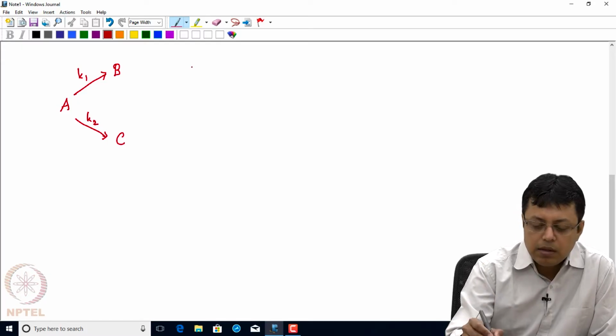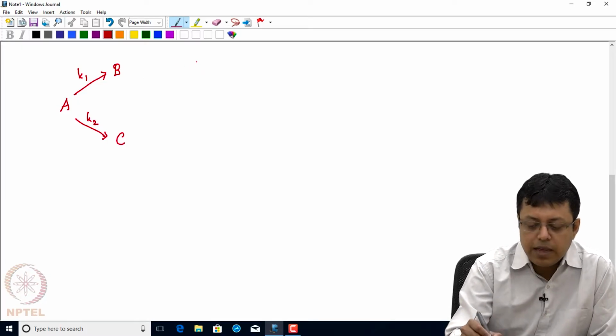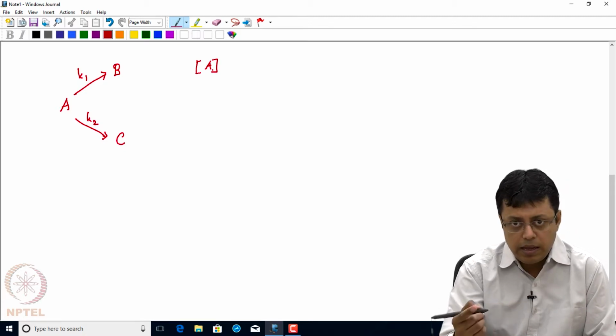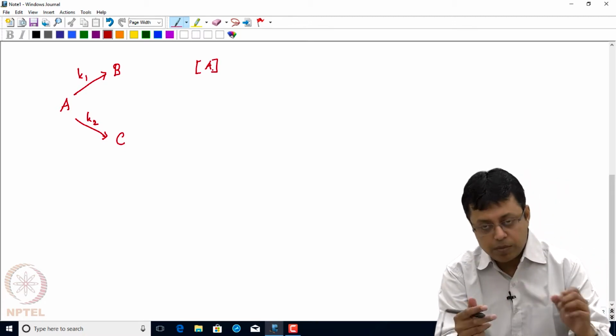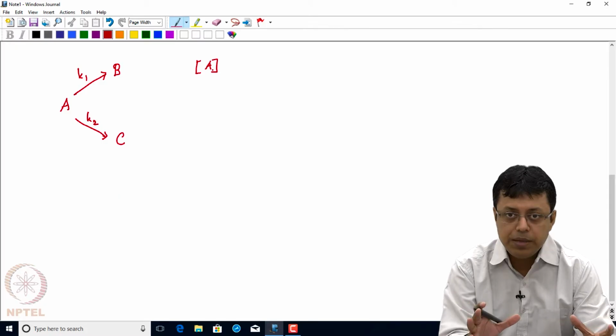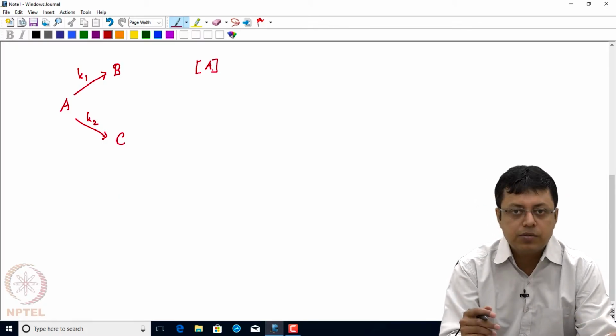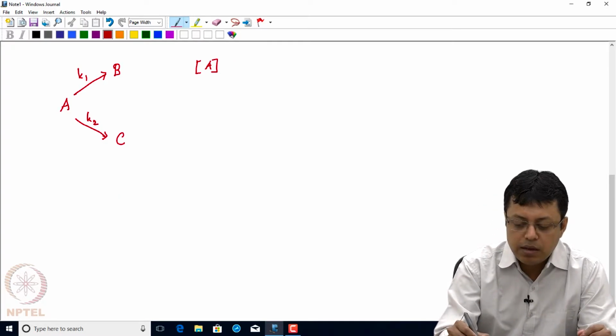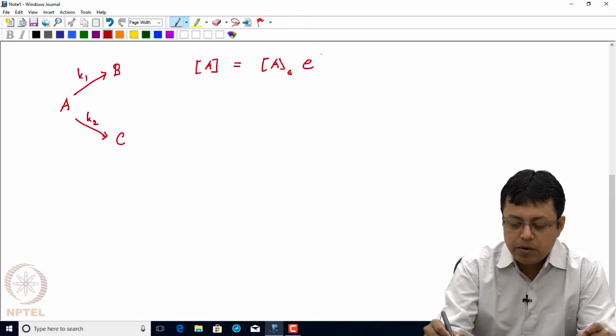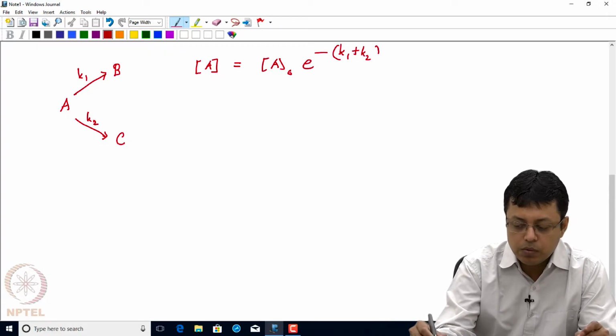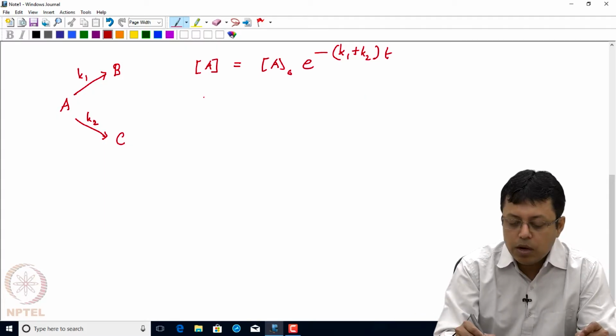And in this case, now the integration of A is very straightforward because it's just first order in A. It's a first order process giving rise to B. It's also another first order process which is giving rise to C. So the integration of the rate equation for A is pretty straightforward. It will be e to the power minus (K1 plus K2) into t. Now what about B?